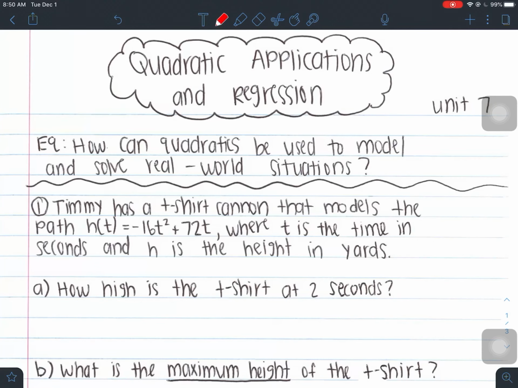Hey guys, welcome to the notes for quadratic applications and regression. We're in Unit 7. We're actually in the last lesson of Unit 7, yay! And then our essential question is, how can quadratics be used to model and solve real-world situations?